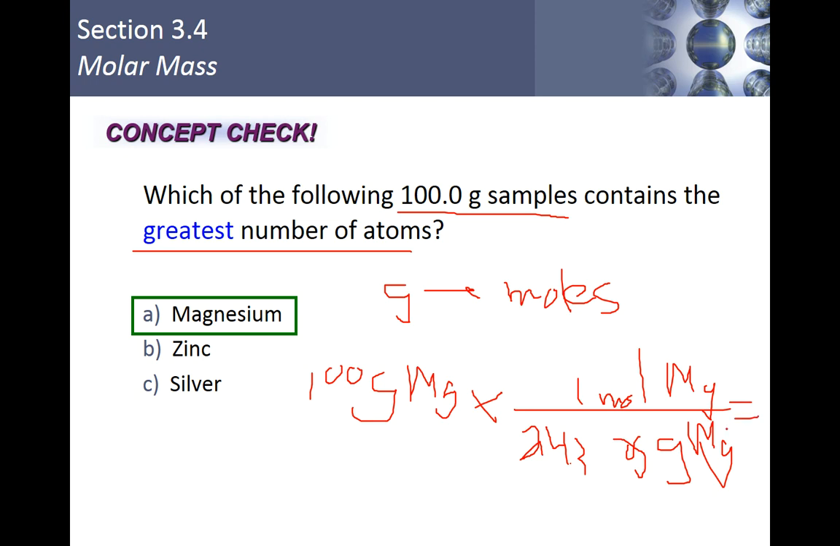The idea is that magnesium has the smallest molar mass, therefore it's going to become the highest positive number, right? Because if you're dividing by a bigger number, you're going to have a smaller result. So if you were comparing it to, let's say, zinc, which has a molar mass of 65.38, it's going to produce a smaller number. And the same thing goes for silver, which has a molar mass of 103.